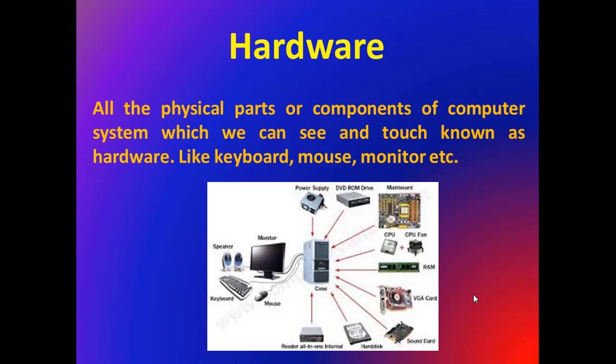Hardware. All the physical parts or components of the computer system which we can see and touch are known as hardware, like your keyboard, mouse, monitor. Here is an example also. One image is given of the hardware of the computer system: speakers, monitor, keyboard, mouse, DVD writer, hard disk, sound card, VGA card, RAM, CPU fan, motherboard, CD-ROM, DVD-ROM drive, and your power supply unit. So here are some internal parts of your CPU box and some outer parts also.